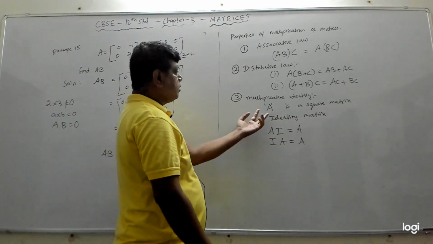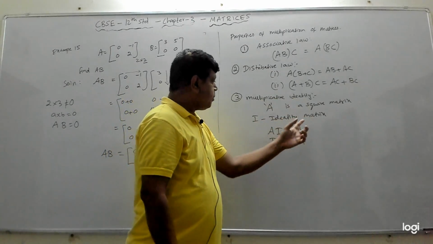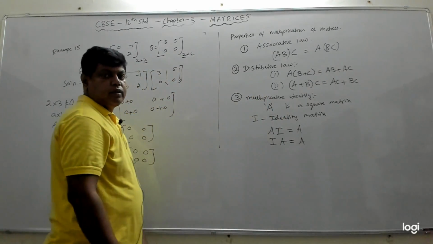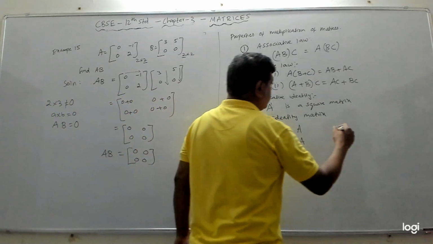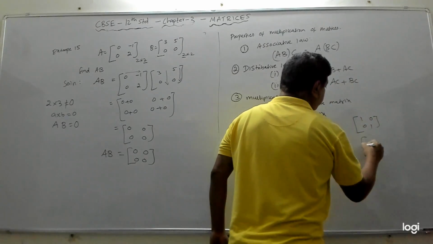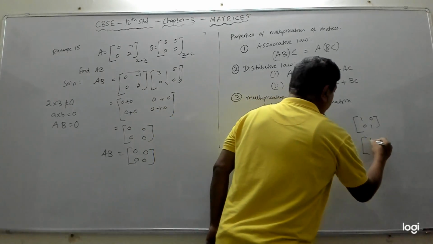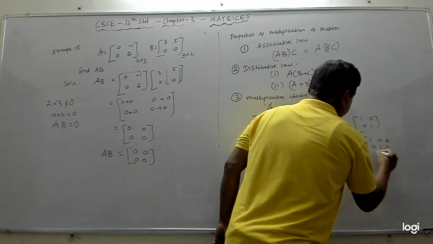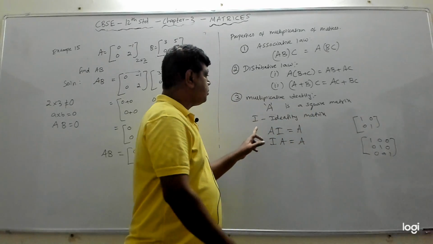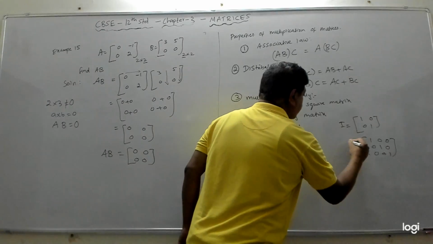If A is a square matrix, then I is the identity for all square matrices. We know I will be, if it is of order 2, then it will be 1 0 0 1. If A is of order 3, then the corresponding I for A will be 1 0 0, 0 1 0, 0 0 1. If A is a square matrix of order 2, then I will be this. If A is a square matrix of order 3, then the respective I will be this.